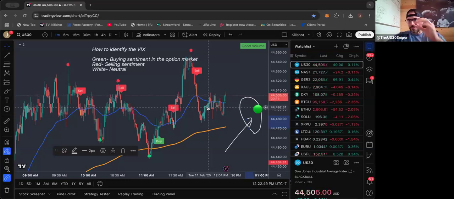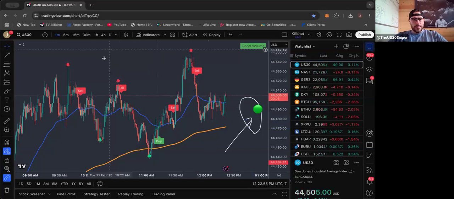Okay, so let me show you it. So that is how to identify the VIX. I'm going to take that off the chart. Anybody else who took that screenshot, feel free to drop it into the chat.